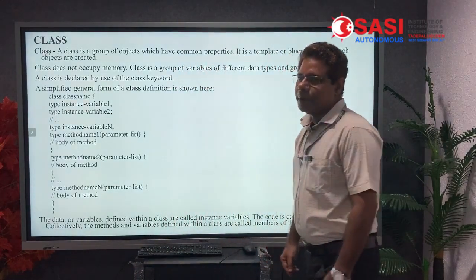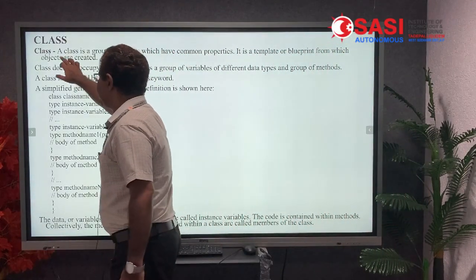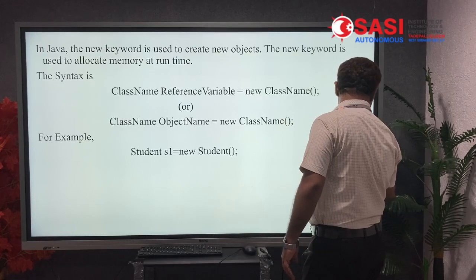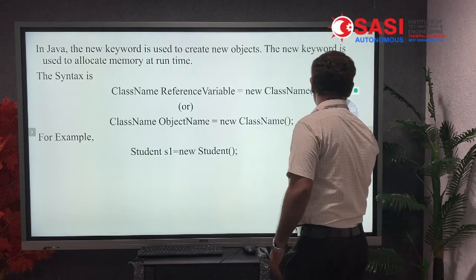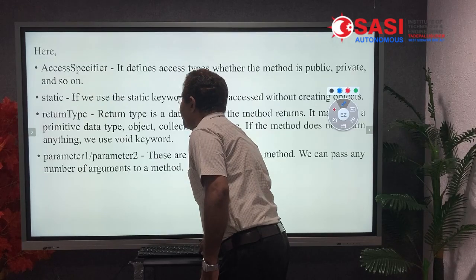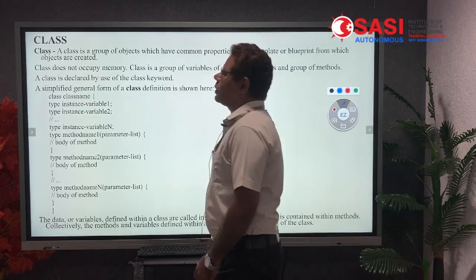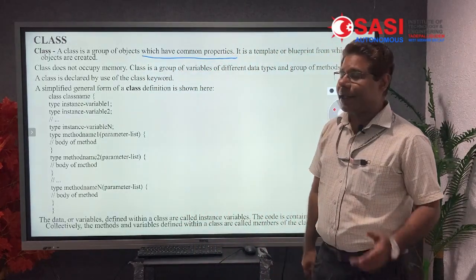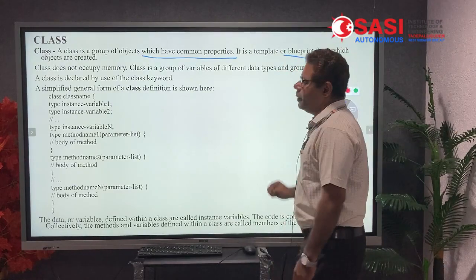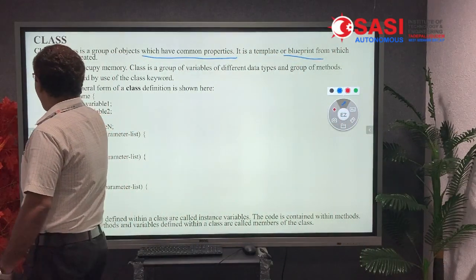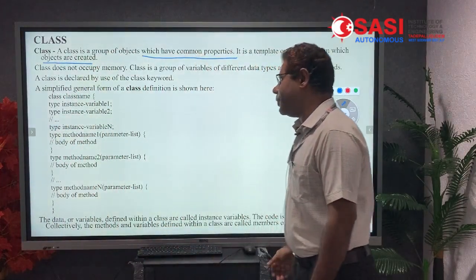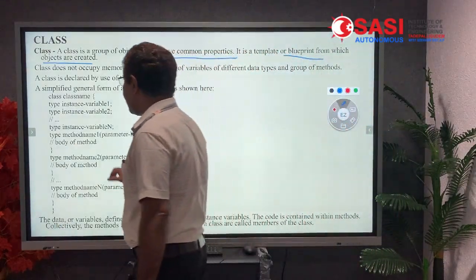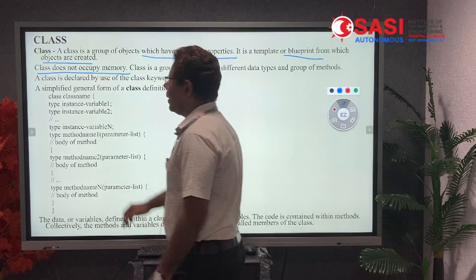What is class? So class is a group of objects which have common properties, or it is a template or blueprint from which we can create the objects. So to create an object, first we need to create a class. Next, class does not occupy the memory.